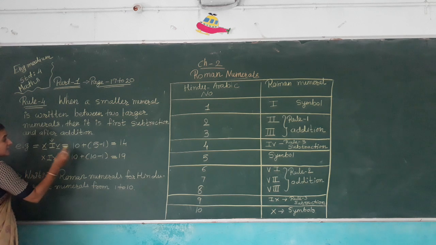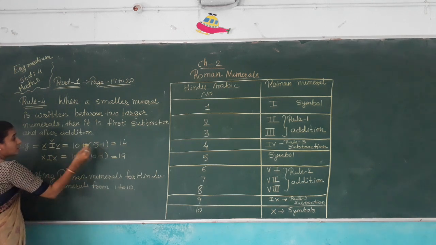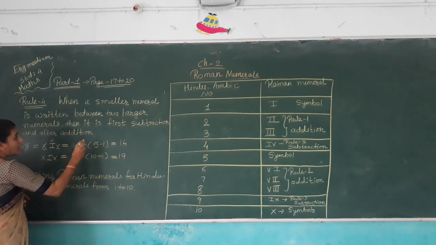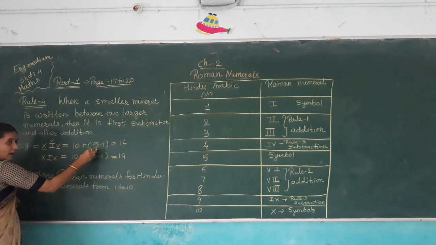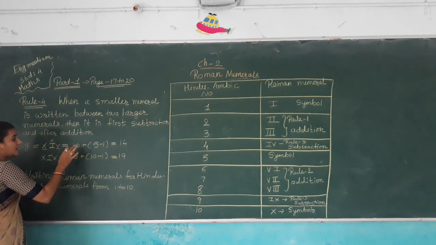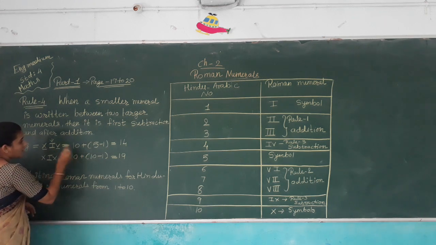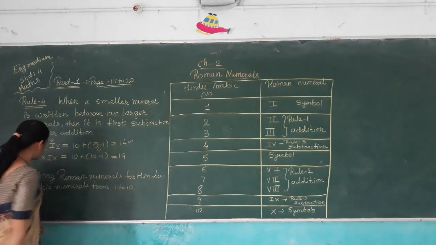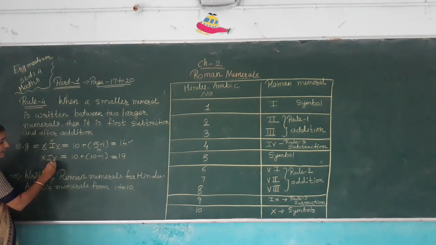Here I is smaller and it is written between X and V. X is 10, V is 5 and I is 1. First you subtract, after that addition. 10 as it is, you write 10 plus 5 minus 1, that means 4. It makes 14.